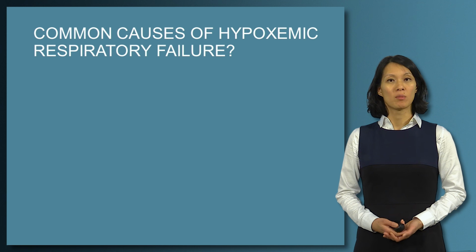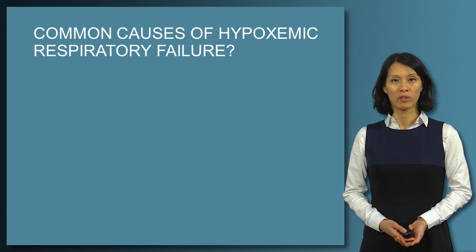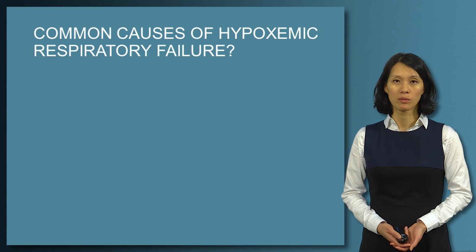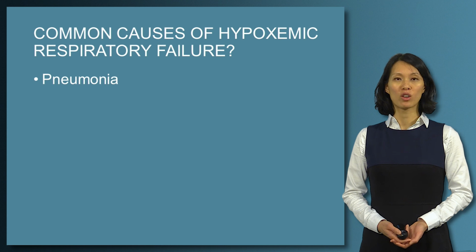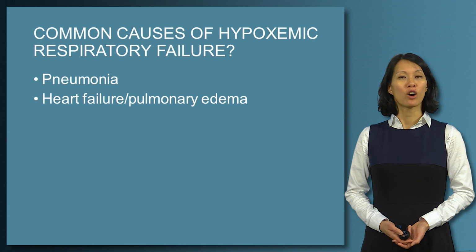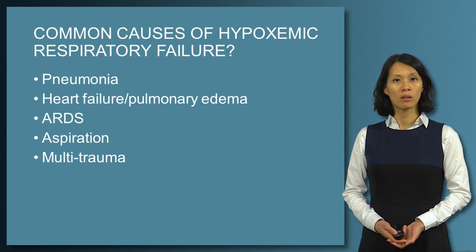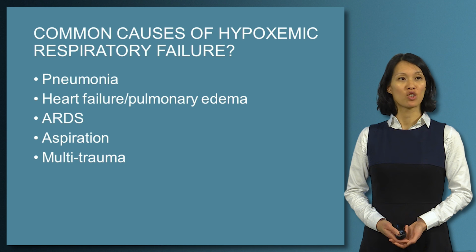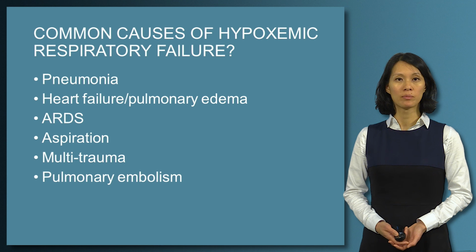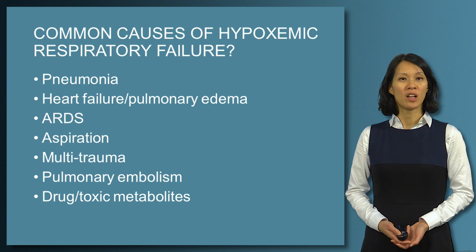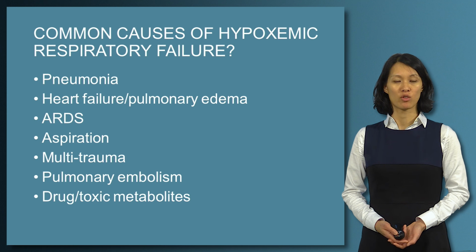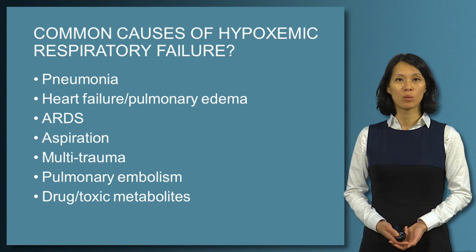Sometimes people like to look at some clinical causes of hypoxic respiratory failure or hypoxemic respiratory failure. The most common things that you're going to see are going to be things like pneumonia, heart failure or pulmonary edema, ARDS, aspiration pneumonia, multi-trauma and direct injury to the lung, like contusions, pulmonary emboli, and finally drug or toxic metabolites and exposures. These are usually the most common things that will cause hypoxemia within our patients.